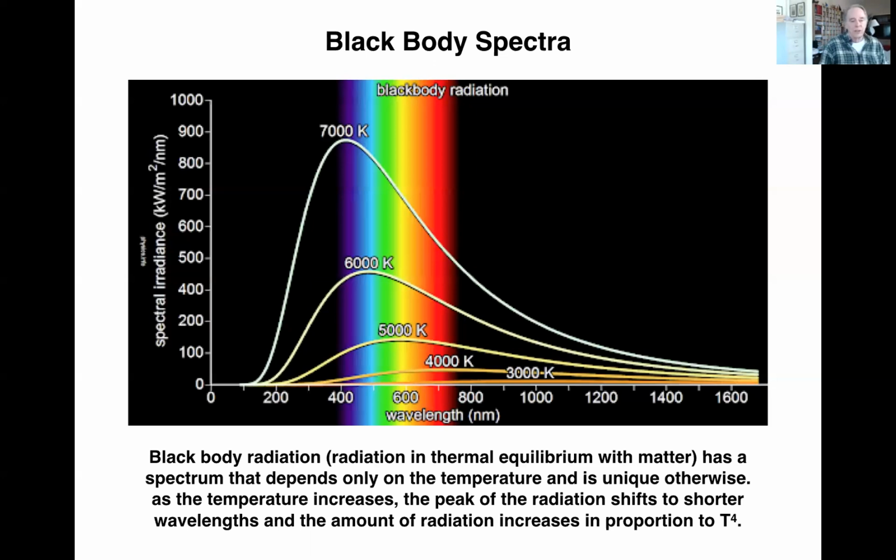Actually, it goes as the temperature to the fourth power. And then the peak of the spectra would shift to shorter wavelengths. So at 3000 K, the peak is in the red. At 7000 K, it's way over towards the blue. At 6000 K, which is the temperature of the sun, the sun's a pretty good black body, by the way. If you cooled the sun, it would look quite black.